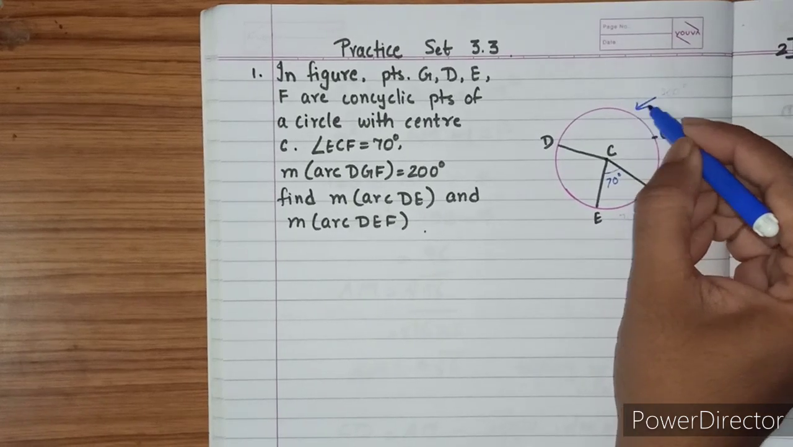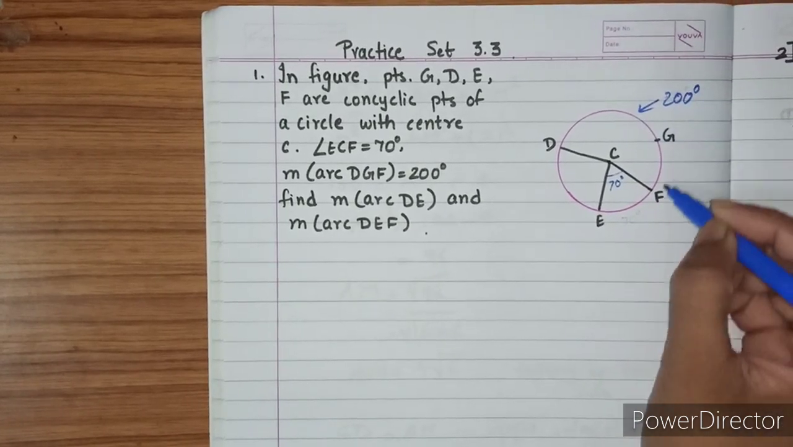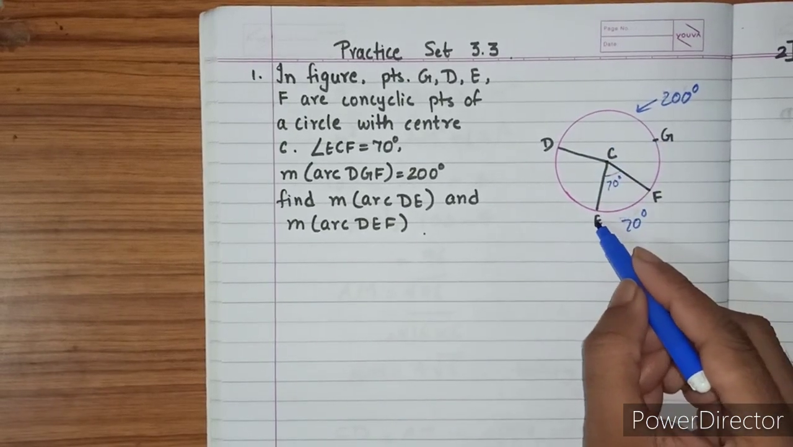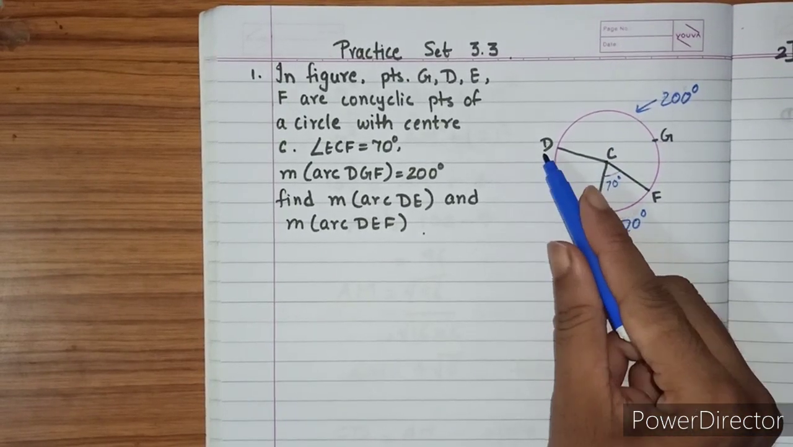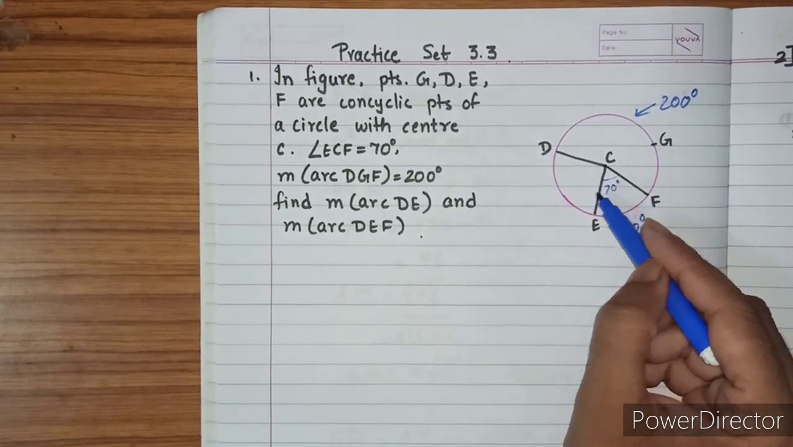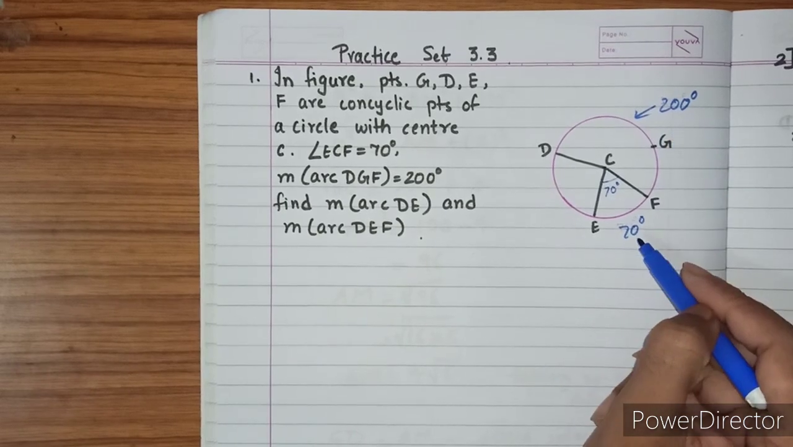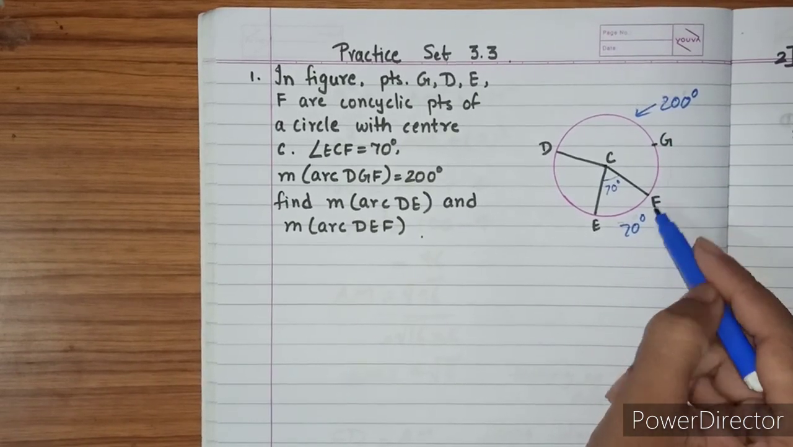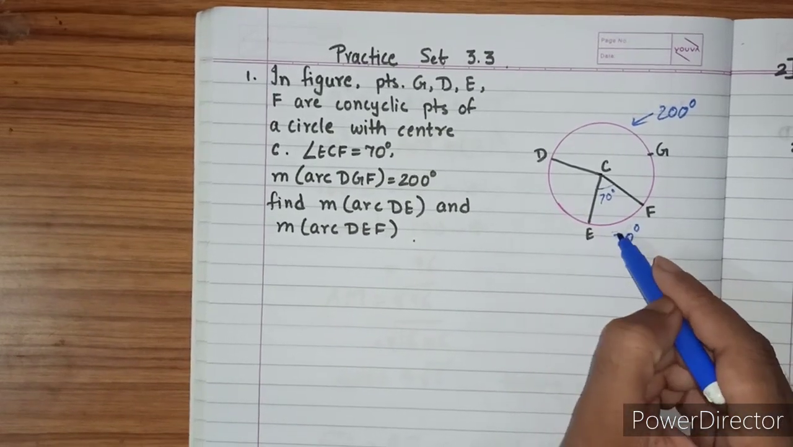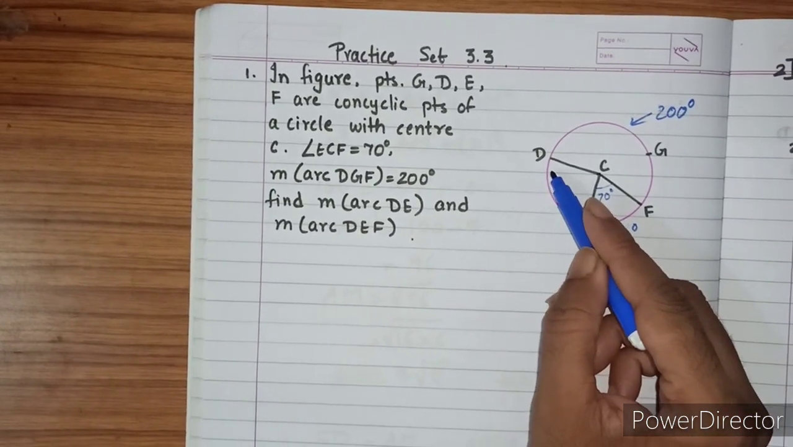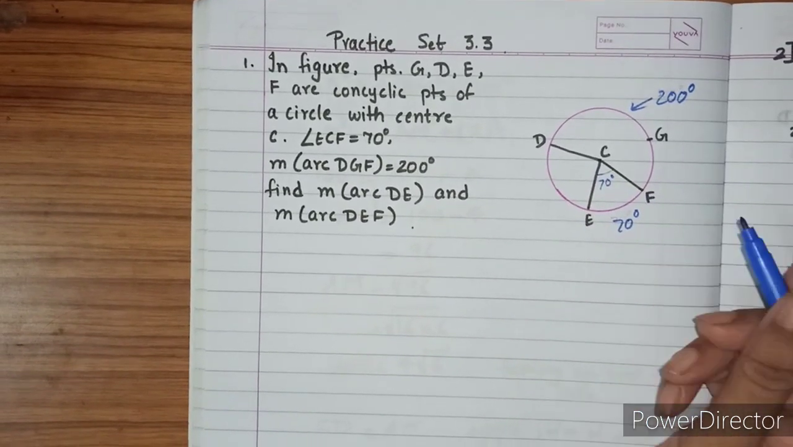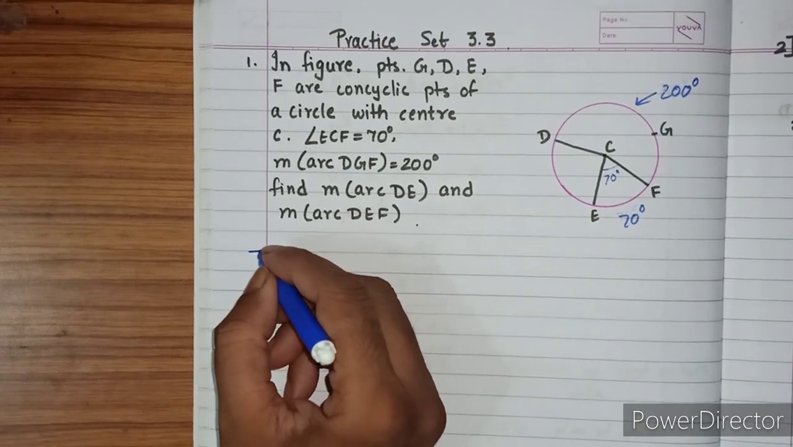Now understand, this arc measure is given as 200. This is 70 degree. So from here till here it becomes 270. Now you can find DE. So the measure of whole circle is 360. 360 minus 200 plus 70, that is 270. You will get this third angle. And when you add these two arcs, you get measure of this arc DEF, right? So let us write it down.